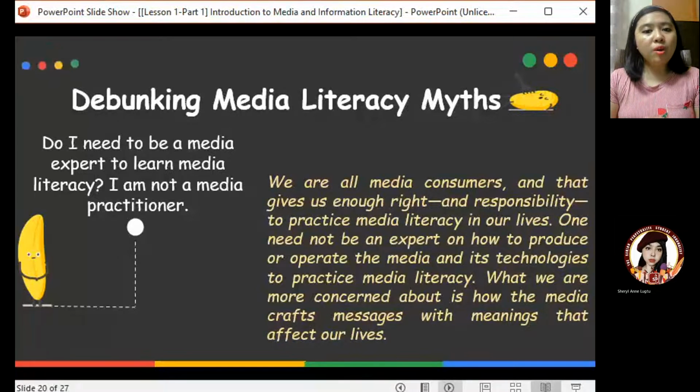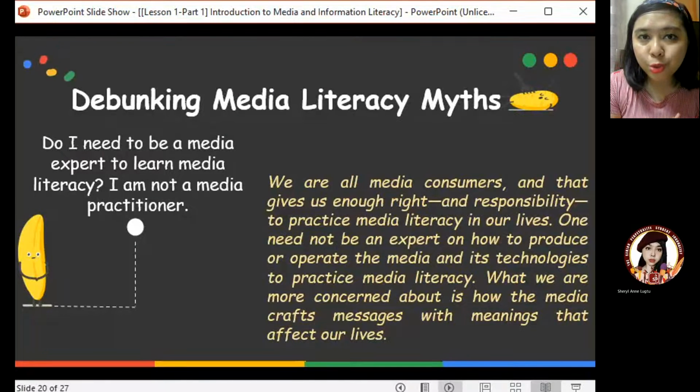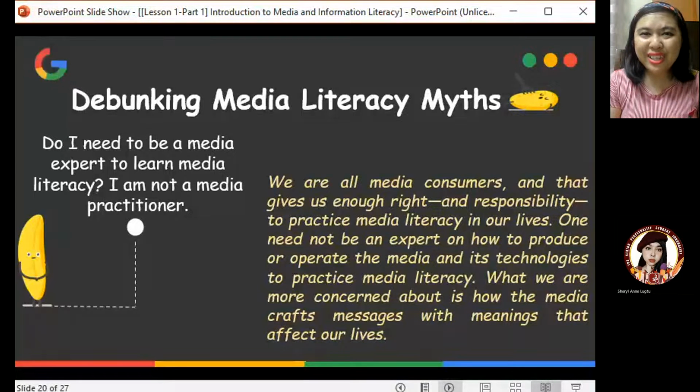Moving on, what we are more concerned about is how the media crafts messages with meanings that affect our lives. So imagine if it is something that's affecting you, then wouldn't you care? Do you need to be a health practitioner, for example, to care about your life and your health? Of course not, right? It's your body. Therefore, you have the responsibility to care for it. Same as your phones. This is your phone. It is a media. Therefore, you have the responsibility to actually be literate on how to use this one. Because if not, then you might affect other people.